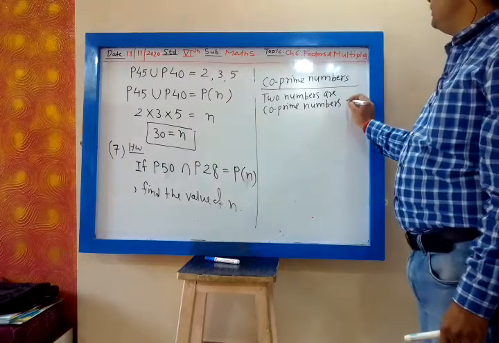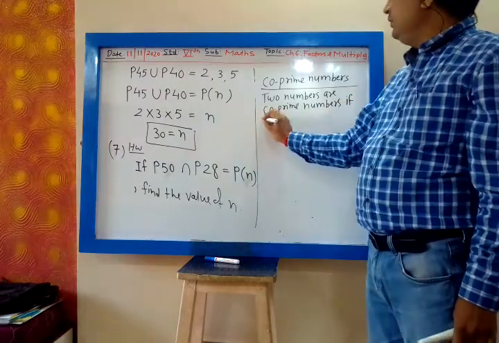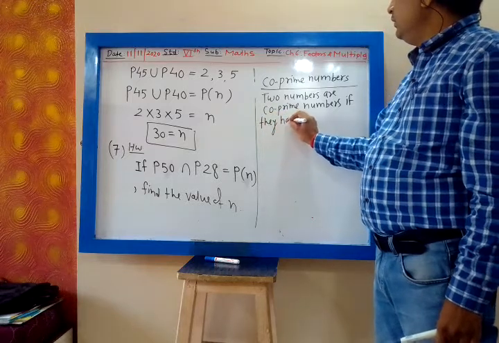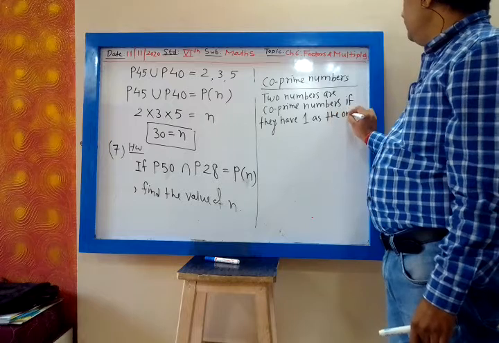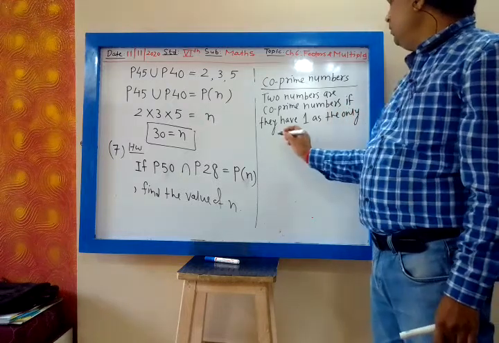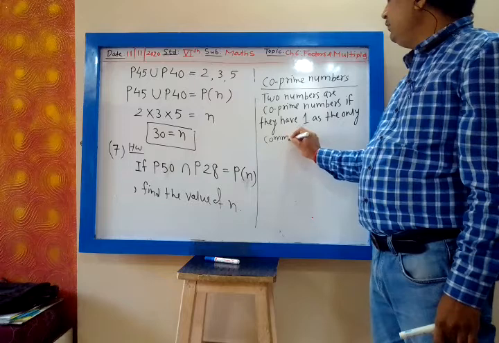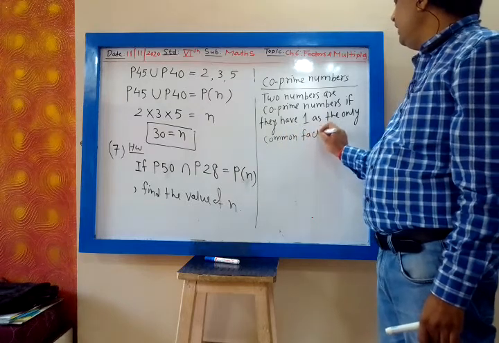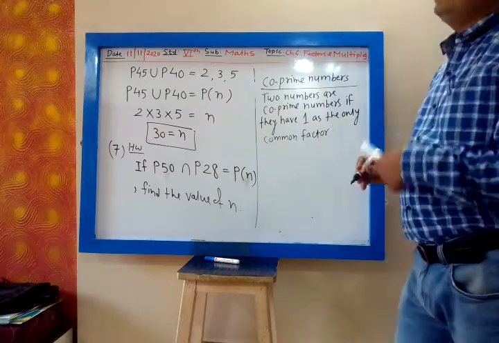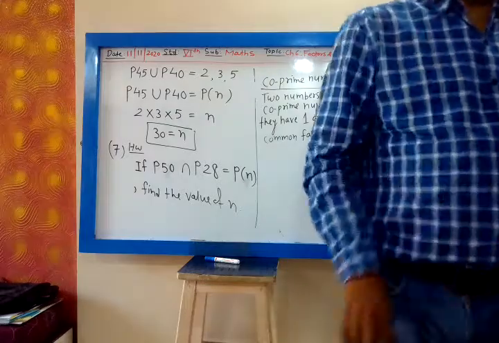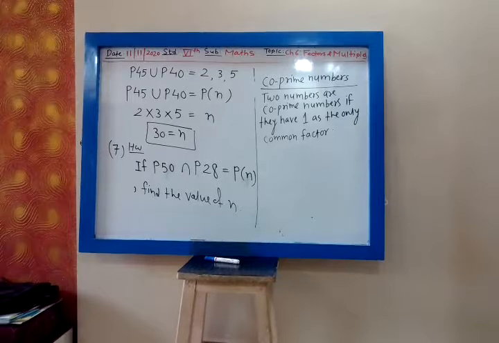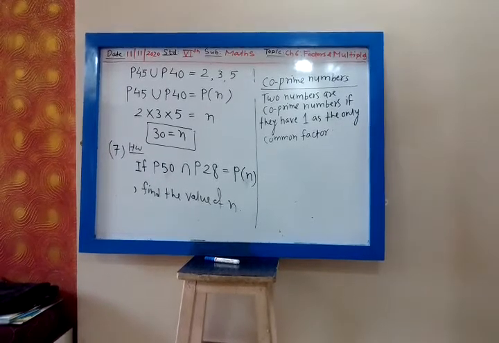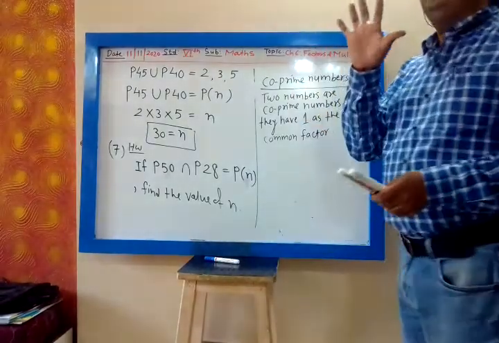Two numbers are co-prime numbers if they have one as the only common factor. If two numbers are having one as the only common factor, then they are co-prime.